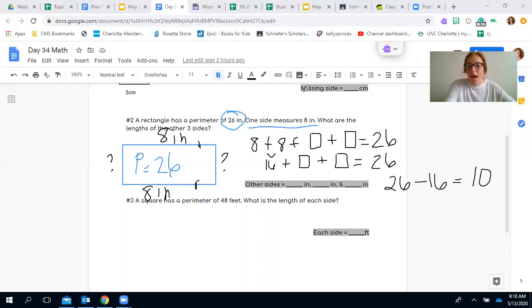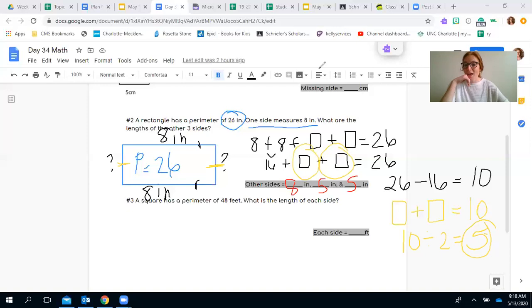Now, I still have these two sides that are missing. So the two missing sides added together equal 10. And they're going to be the exact same because opposite sides are equal. So the left side and the right side are going to be equal to each other. So 10, if I do 10 divided equally into two equal groups, I get 5. So each of these sides is going to be 5. So my other sides are 8, 5, and 5.